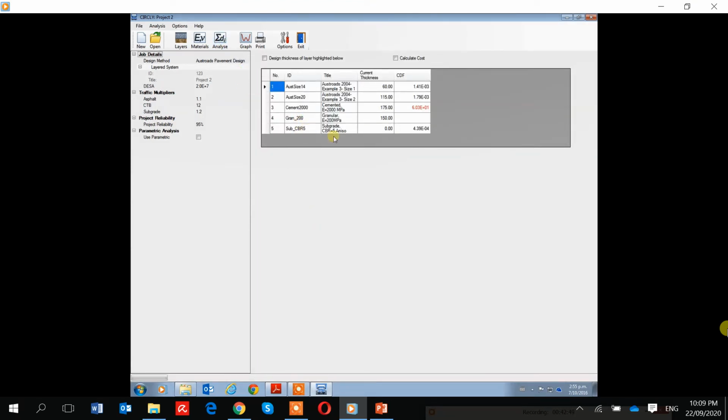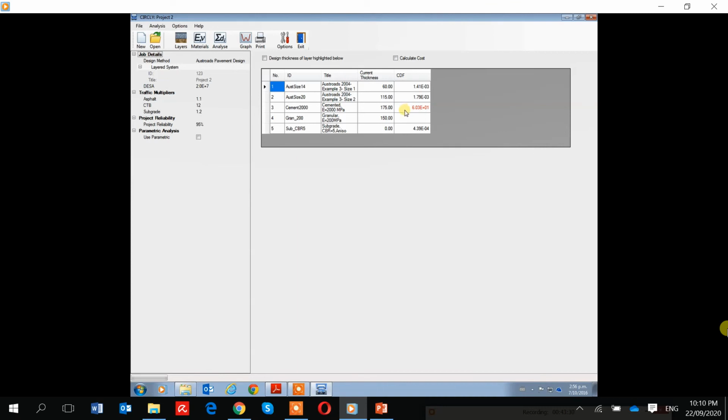So from the output for the various layers, the two asphalt layers are okay, and for the granular there's no value, there's no damage factor, and the subgrade is okay. So only the cemented layer's cumulative damage factor is more than 1. In this case, it is 60. The CDF is the actual repetitions over the allowable repetitions, so the acceptable value should be less than 1.